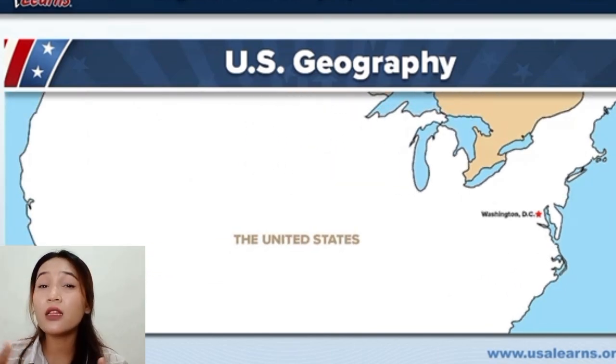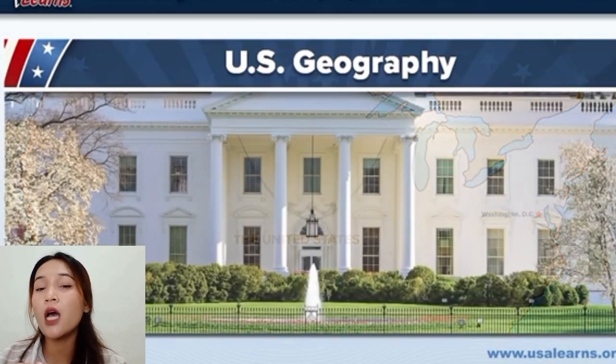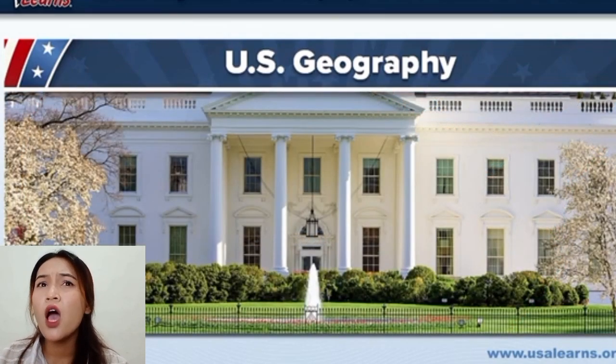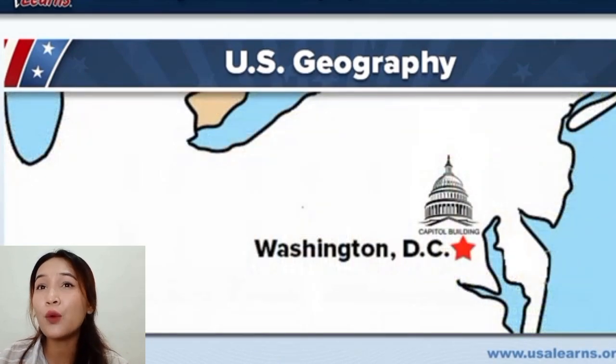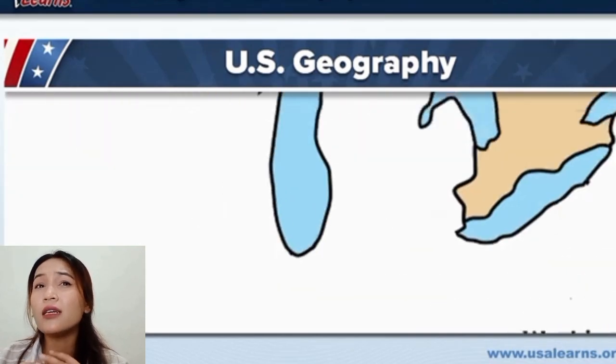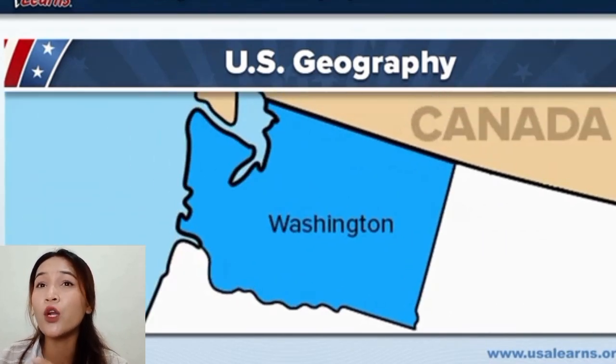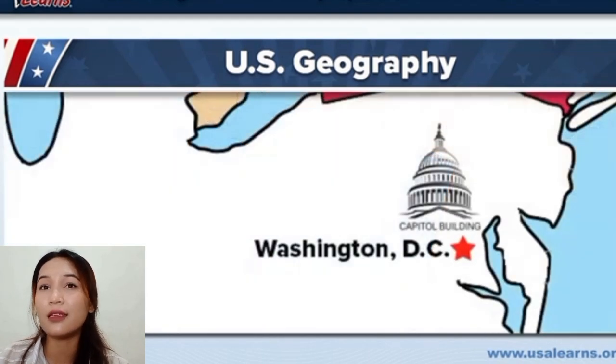The president lives and works in the White House in Washington, D.C. Do not confuse Washington, D.C. with the state of Washington, a state that borders Canada on the west coast. New York City is located north of Washington, D.C.